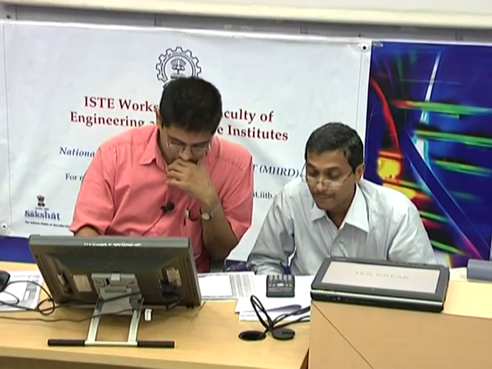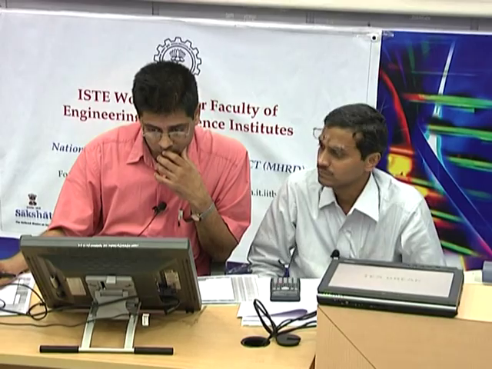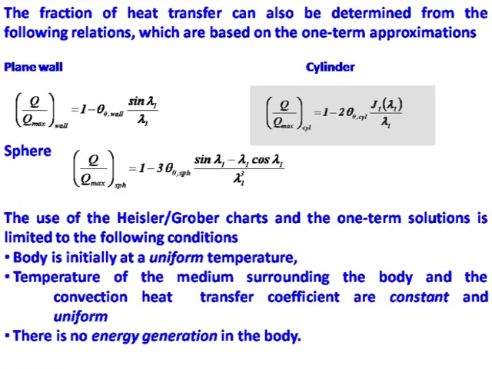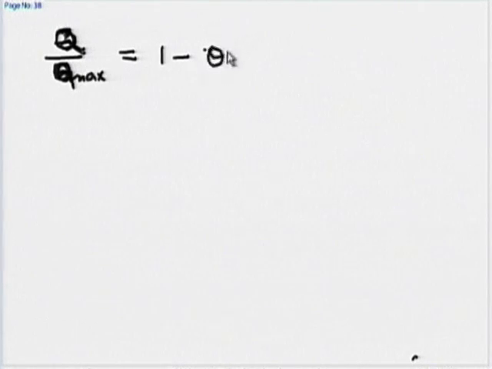There is a second part, that is heat transfer per unit length of the shaft during this time period. We will go to the document and see the relation we need to use. That is next. Yeah. So, for a cylinder, Q by Q maximum equal to 1 minus 2 theta naught, J1 of lambda 1, that is first order, lambda 1 upon lambda 1.